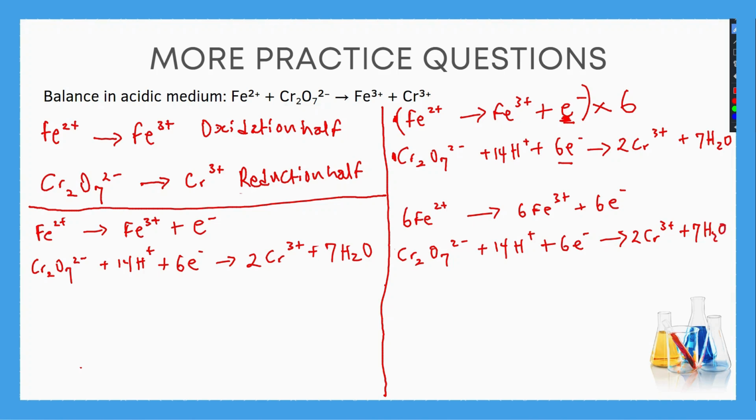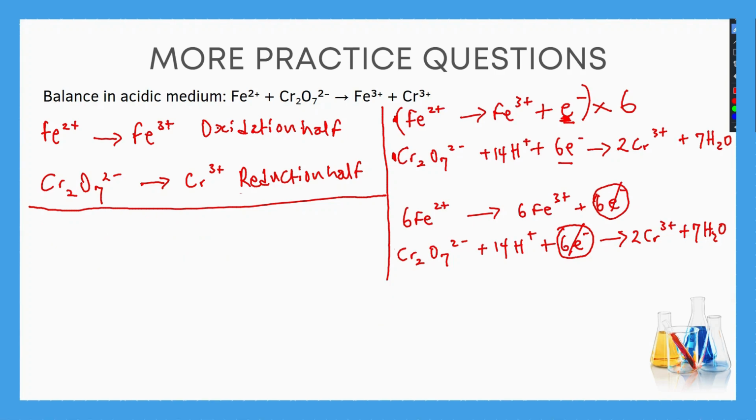So at this point now, all the electrons can cancel out. 6 electrons here cancel out the 6 electrons on the other side. So at this point now, we add the two half equations together. So let's do that very quickly.